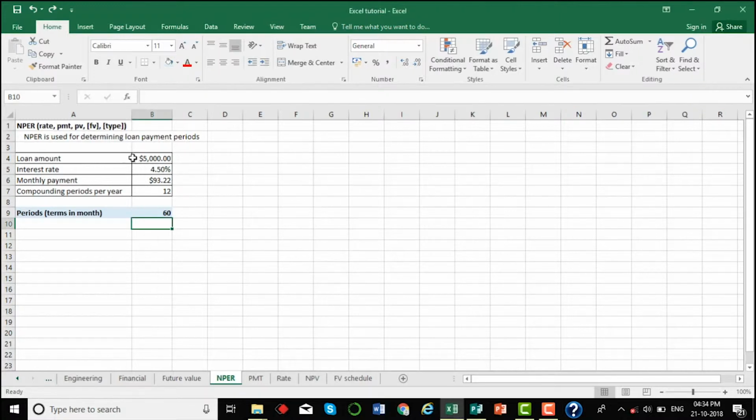I have my data here. The loan amount is $5,000. The interest rate is 4.5%. The monthly payment amount is $93.20. And the compounding periods per year is 12, which stands for the 12 months in a year. Now I want to get the number of periods for this loan amount, $5,000.